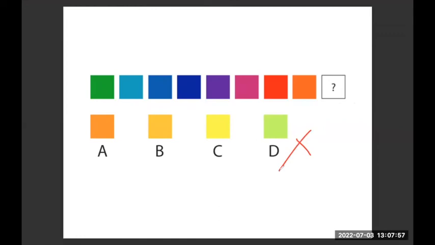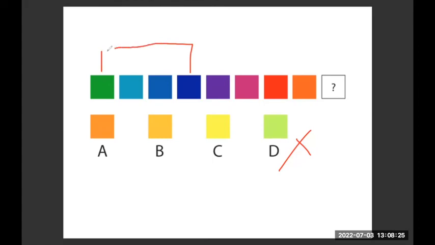Is C a possible answer or not? No, maybe. Maybe. Okay. If I look at the gradation, what is happening? Green, say, does it go to blue directly? From green, does it go directly to blue? Yeah, just look at this first, these two colors, okay?